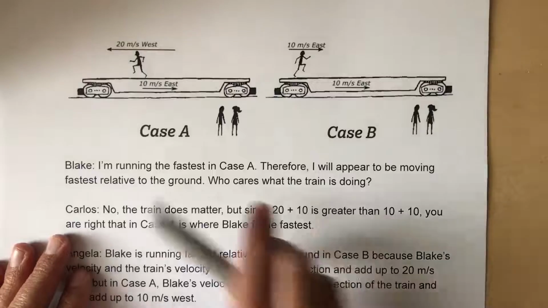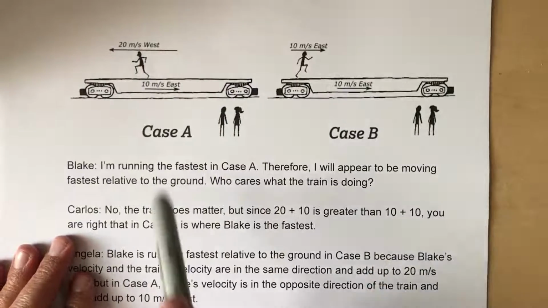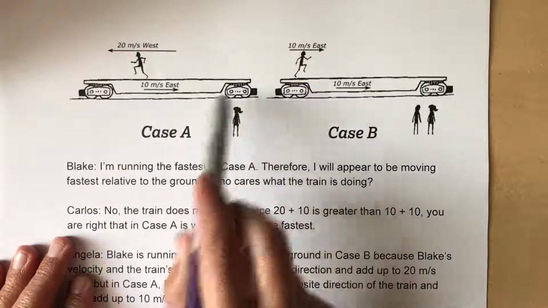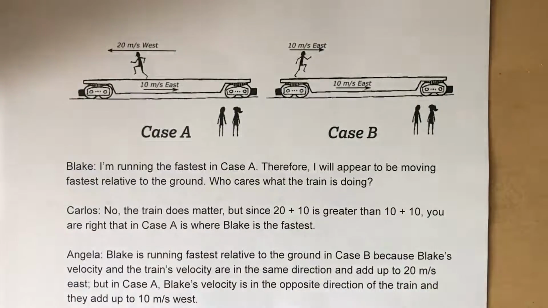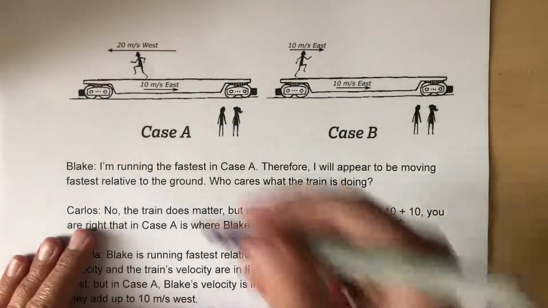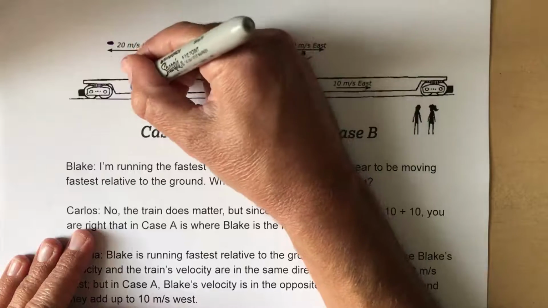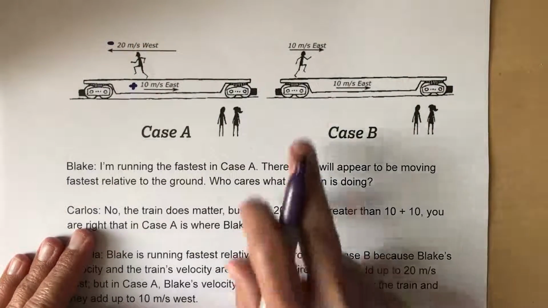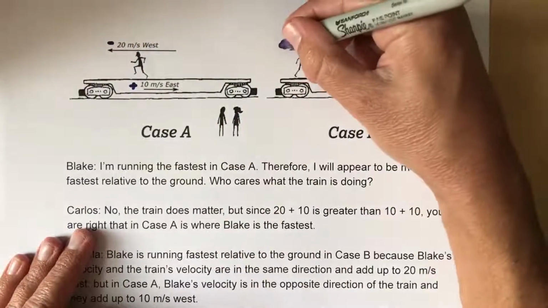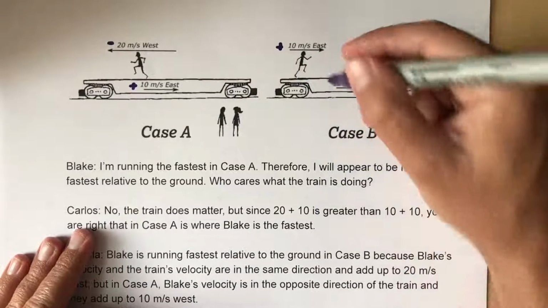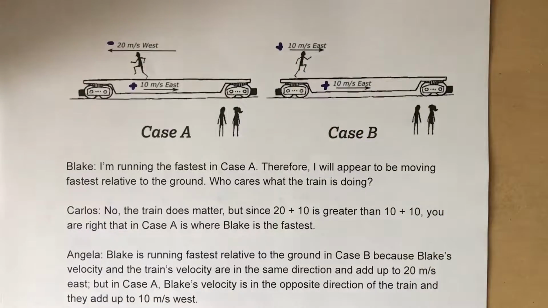So then you flip it to the back side, and we've got case A here and case B. In case A, the train's going 10 meters per second to the east, and Blake is running 20 meters per second to the west. So I'm going to add a little negative there and a little positive there. And then in case B, Blake is running 10 meters per second to the east, and the train's still going 10 meters per second to the east. So what you're supposed to do is to circle each person's correct statement.